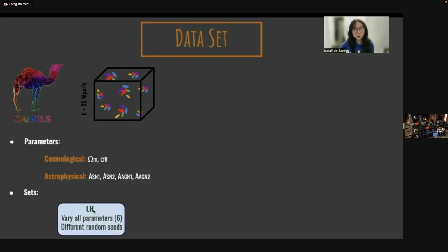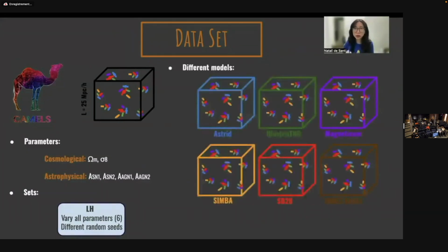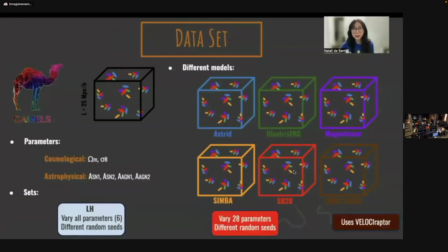The set that I will talk to you about today is the L8 set, which stands for Latin hypercube, where we have variations for all 6 parameters and different random seeds for each of these boxes. And then we have different models, so different subgrid physics models. We have Astrid, IllustrisTNG, Magneticum, SIMBA, and then we have these two, which I can highlight: SB28 is nothing more, nothing less than IllustrisTNG, varying more than only these 6 parameters. So we are varying 28 parameters.